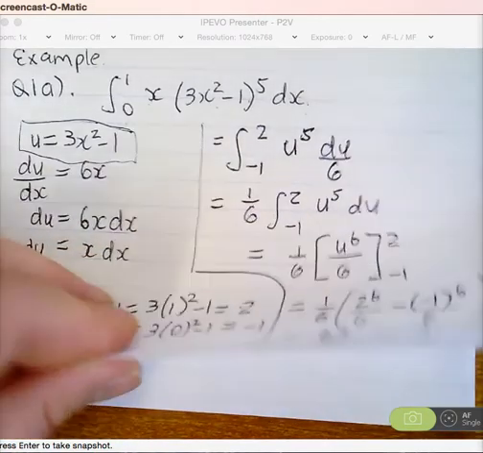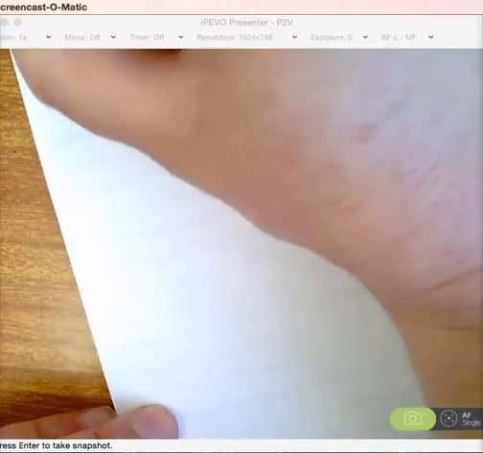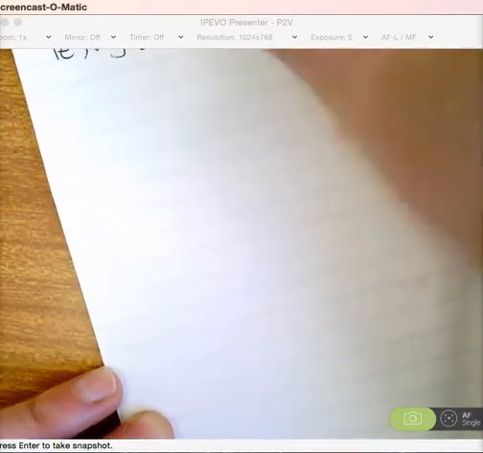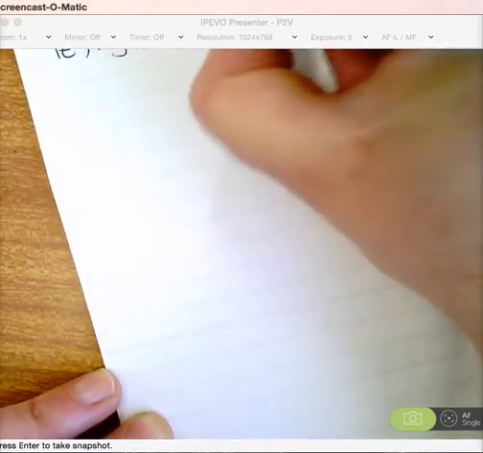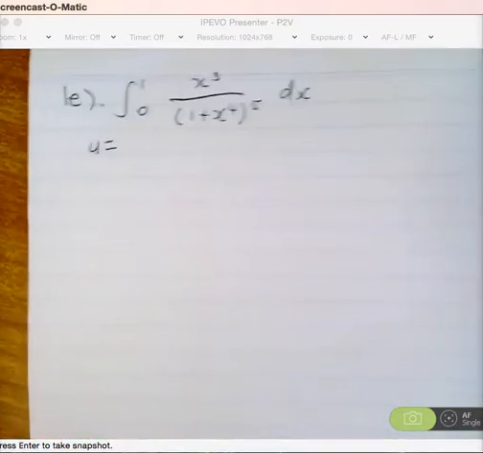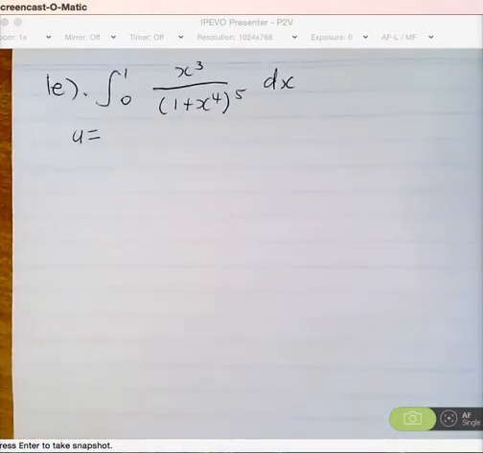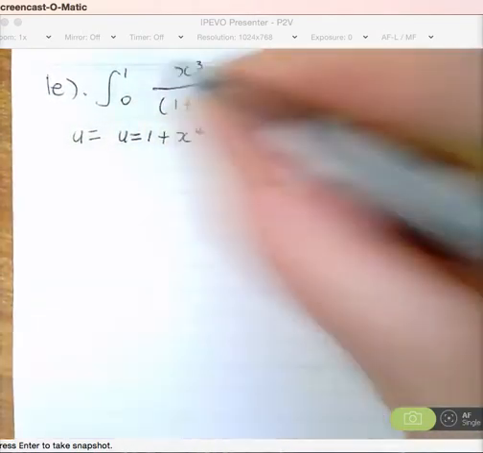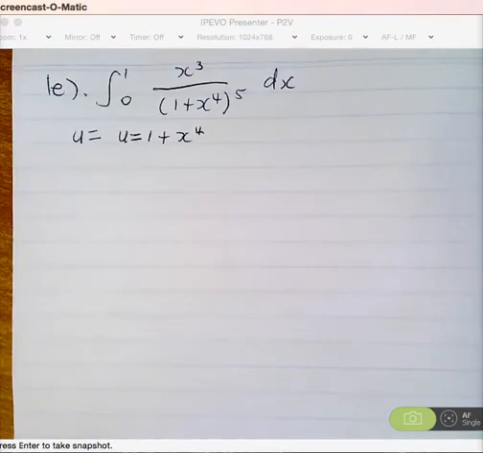All right, let's do question 1E, I'll write it out here. Evaluate this integral. You can do it on your own. What do you think you're going to let u equal? Oh, you can't see it. U equals 1 plus x to the 4. Okay, get moving. So have a go yourself. Don't forget to change your integral limits.